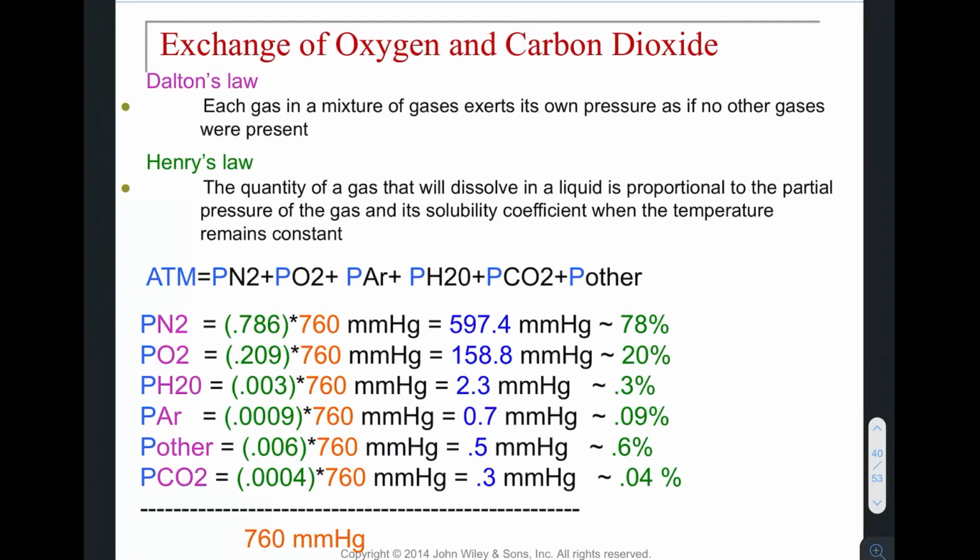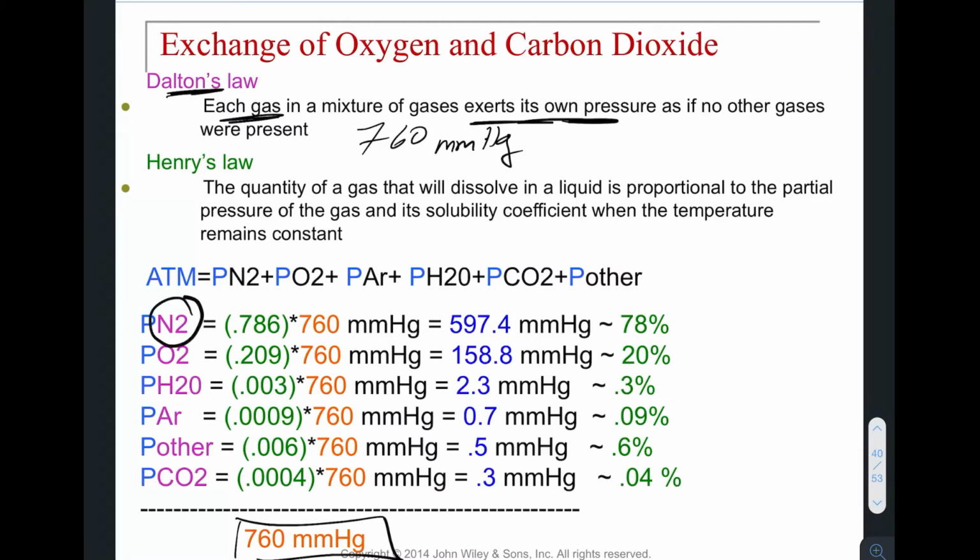Two more laws that we have to look at. One is called Dalton's law, which basically states that each gas exerts its own pressure on the overall pressure. So the overall pressure at sea level of the atmosphere is 760 millimeters of mercury, right? That's the overall pressure. However, the atmosphere is composed of mostly nitrogen, by the way, which is kind of surprising for us because we don't really talk about nitrogen too much. It doesn't serve as much of a purpose for metabolism as oxygen and carbon dioxide do.